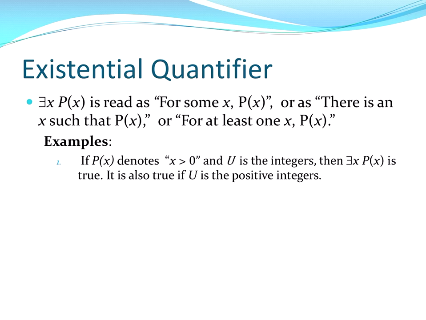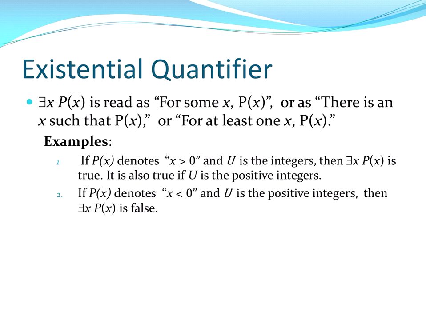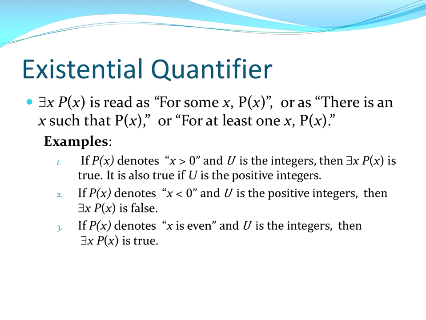That is also true if we change the domain to the positive integers. If we change p of x to x is less than 0, but we retain the positive integers as our domain, then there exists x, p of x is false. And with the integers, there exists x, p of x is true when x is even is p of x.